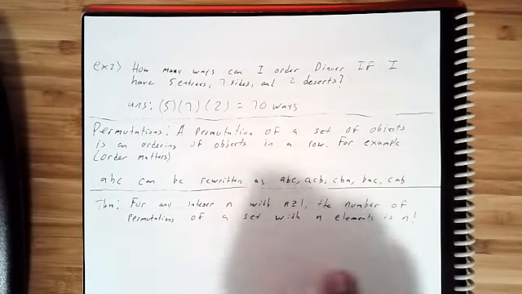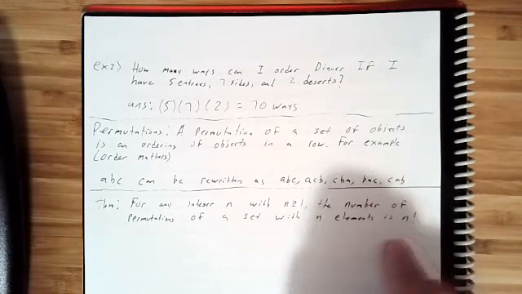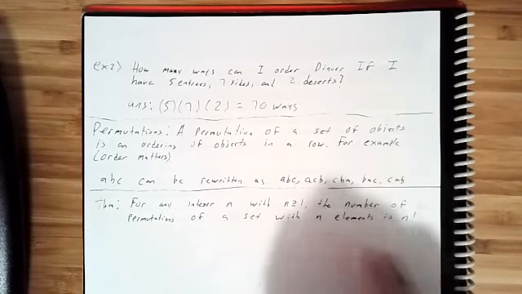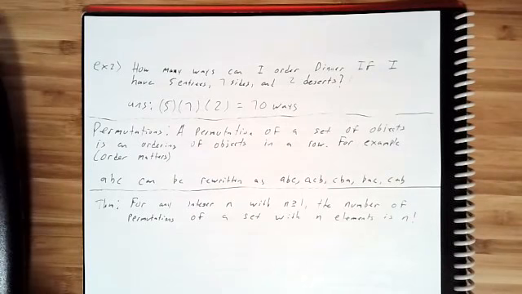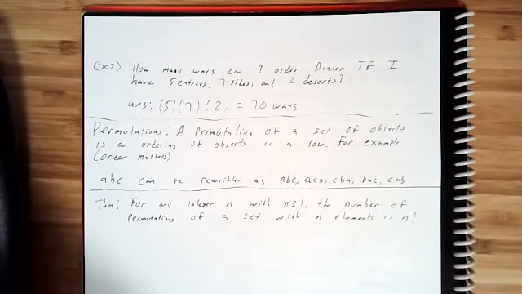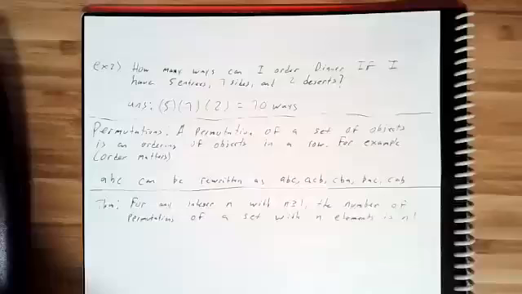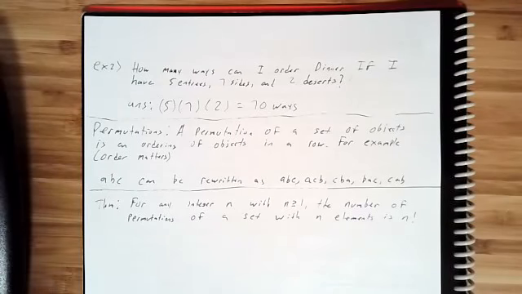For any integer n, when n is greater than 1, the number of permutations of a set with n elements is n factorial. So basically, if I have, let's say, 4 items, and I ask you, how many ways can I shuffle these 4 things all at once? Well, that would be 4 factorial.